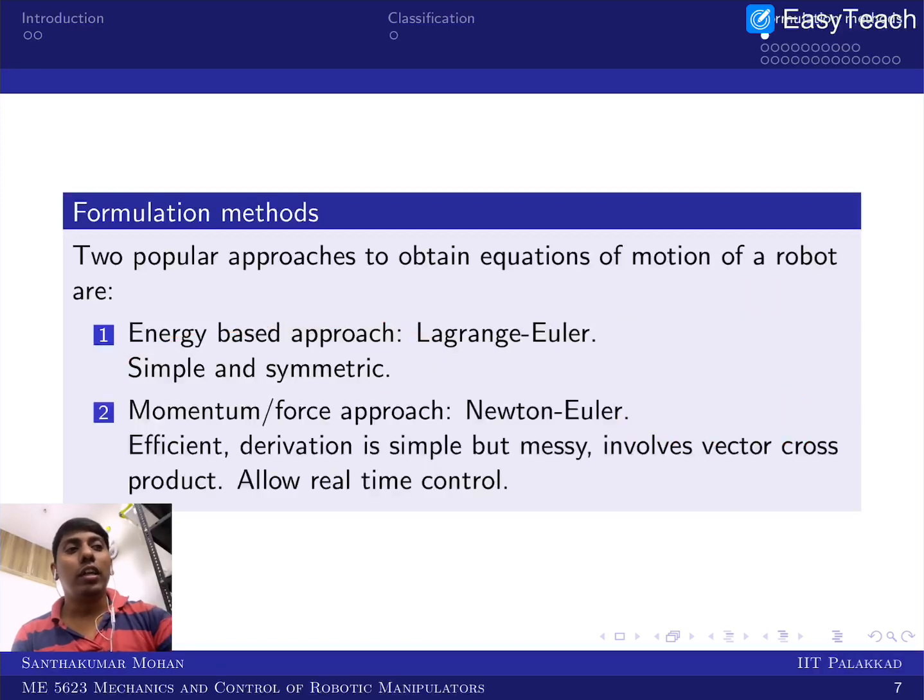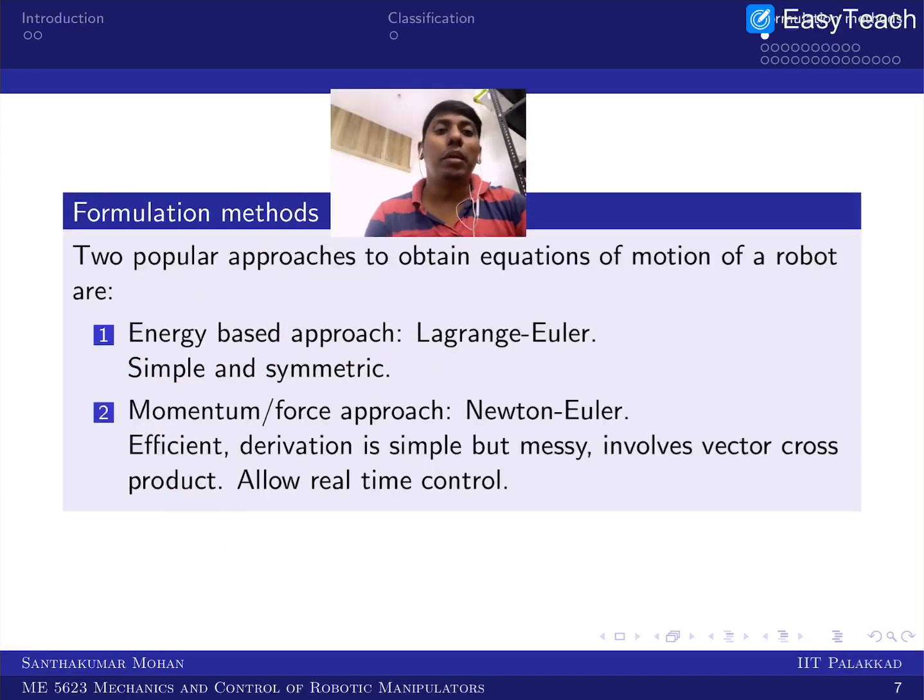Whereas Newton-Euler is not like that. This is a moment and force approach, something like a balance, or what you call the equilibrium method. It is based on Newton's law as well as the Euler axiom. This is very efficient and specific if you are using a computational base, in the sense that you use a computer for deriving it. It is very simple, but it will give a very messy result.